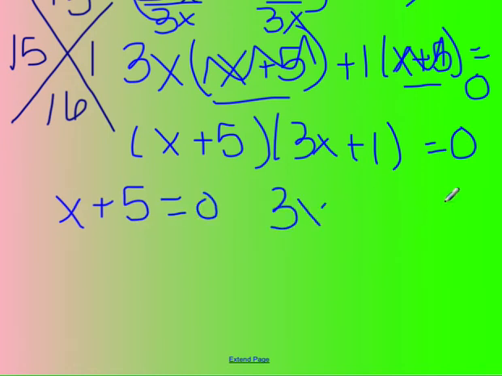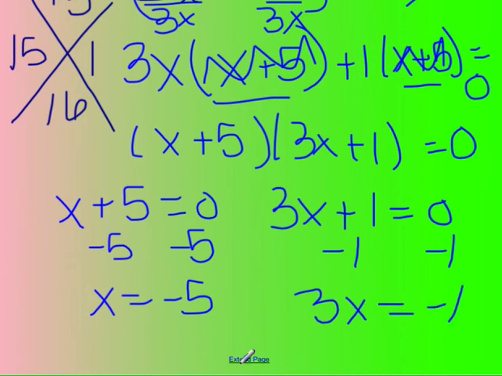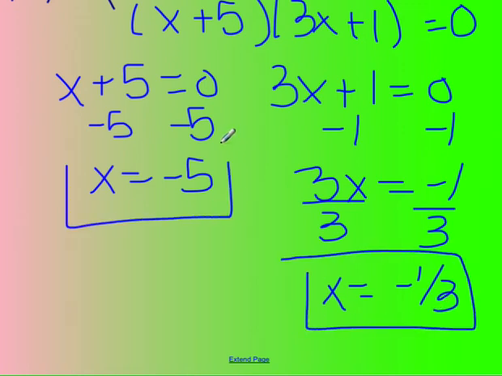So from the first term, x plus 5 is equal to 0. I'm going to subtract 5 from both sides, and I get that x is equal to negative 5. Here, to solve the second equation, the first thing I'm going to do is subtract 1 from both sides, and I get 3x is equal to negative 1. Now that 3 is being multiplied by the x, so to get it to the other side, I'm going to divide both sides by 3, and I get that x is equal to negative 1/3, or negative 0.33 if you want to do a decimal. So those right there represent both of my answers for number 7.